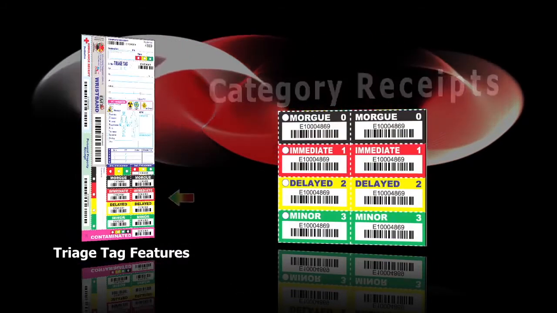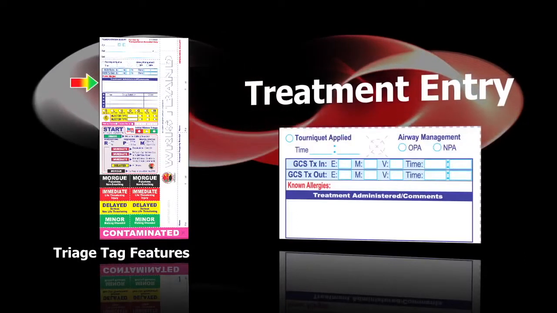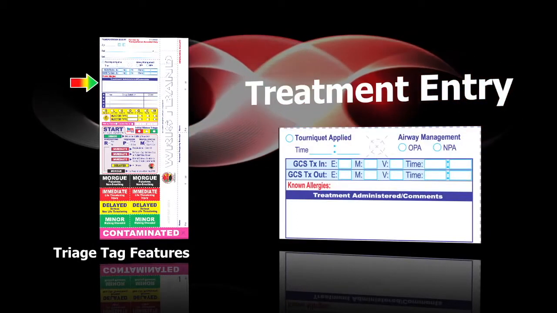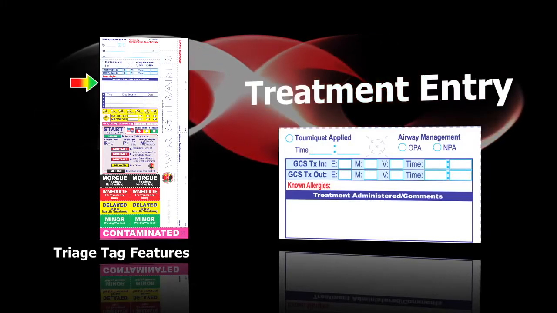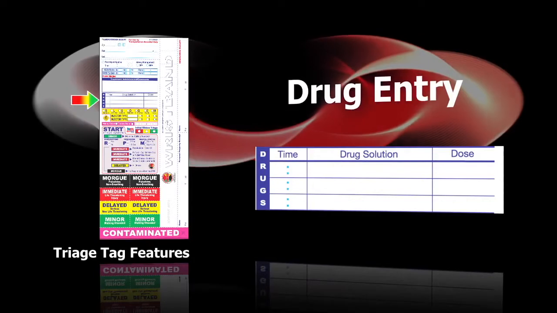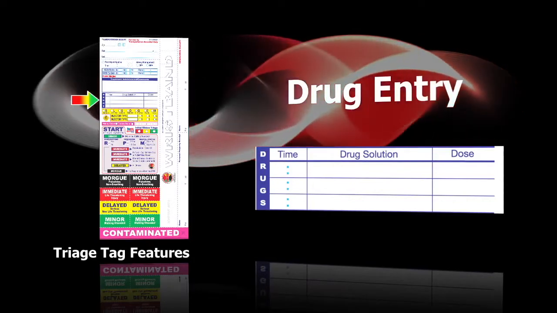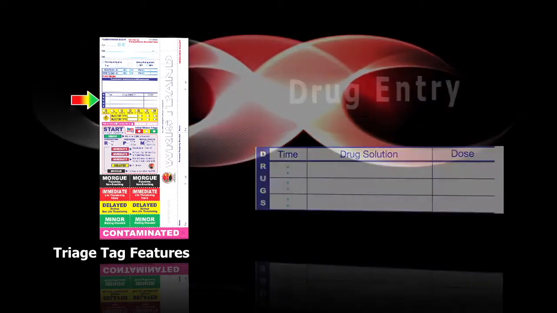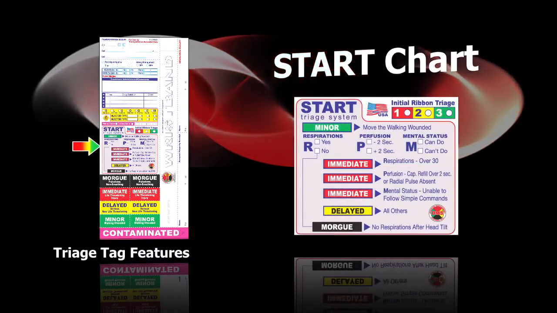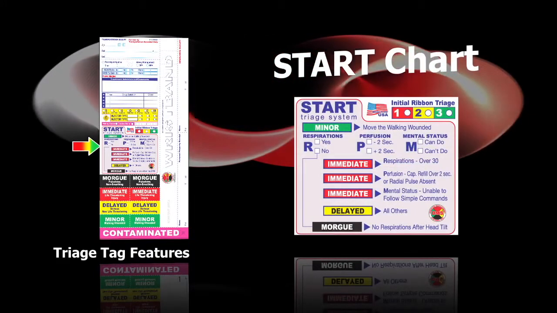On the back of the tag, treatment entry, with entry fields for known allergies as well as treatment administered and comments. Drug entry with entries for time, drug solution, and dose. And the START Triage System algorithm with respirations, perfusion, and mental status checkboxes.